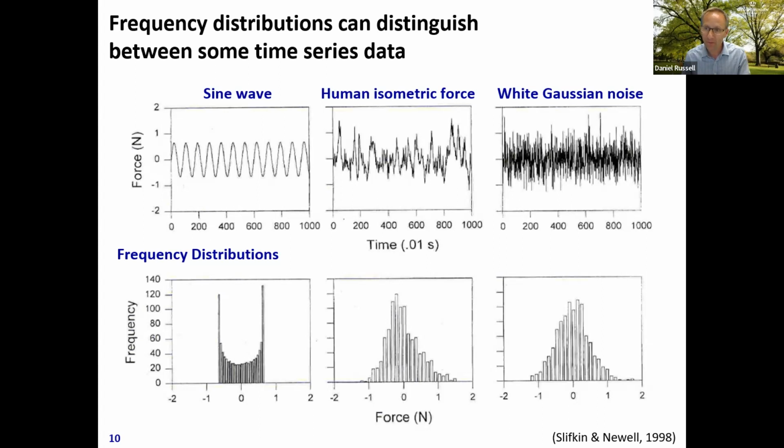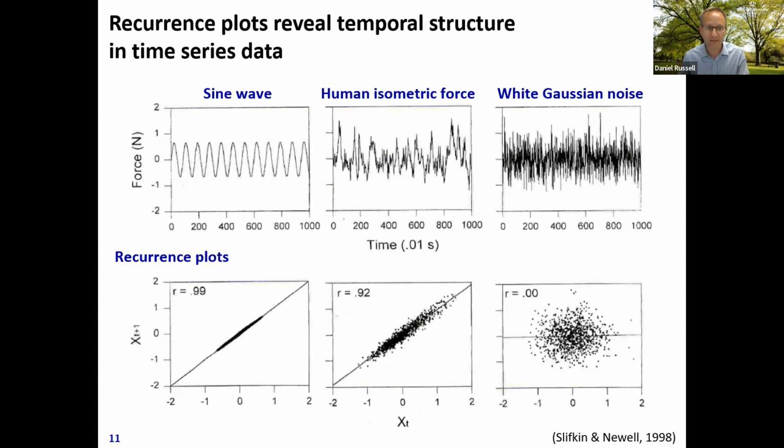But as I identified before, we're removing any sequencing, any structure in those sequences. So the question then is, are there ways that we can look at that structure in sequences? One approach is to look at a recurrence plot. In a recurrence plot, you take a signal, any time series x_t, and you plot it against a lagged version of itself, x_t+1 in this case. So you can see that for the sine wave, it's this perfect correlation, perfect relationship. You can predict the next value in the time series based on the previous one.